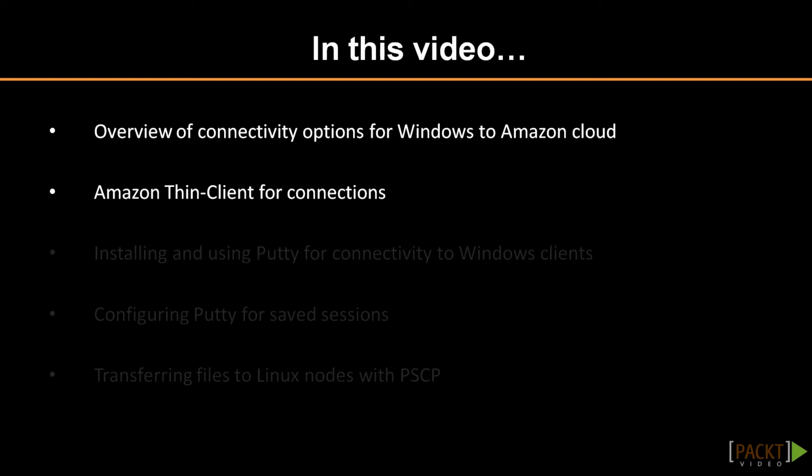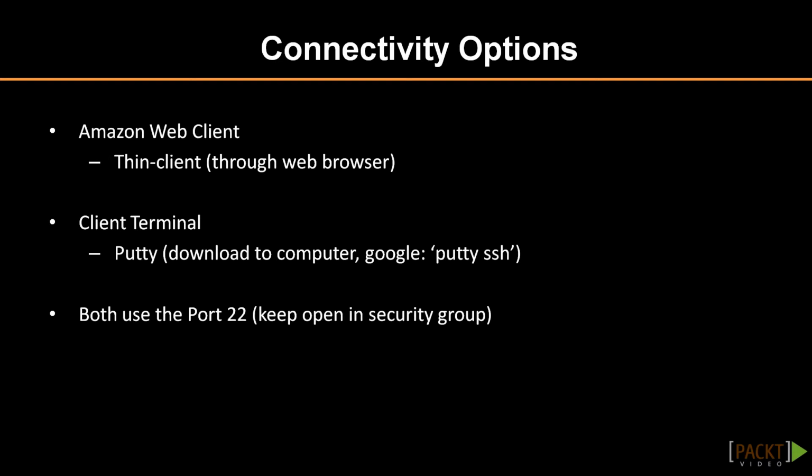In this video, we will talk about one of the easier options in Amazon that has less flexibility but is very easy to use, and that's Amazon Thin Client for connections. When we talk about connectivity options, there are a few options for connecting to your cloud instance. In either scenario, you will use the SSH protocol. The first option you can use is the Amazon Web Client, and in this video we will show you how to use the web client.